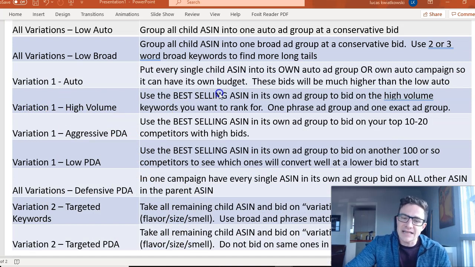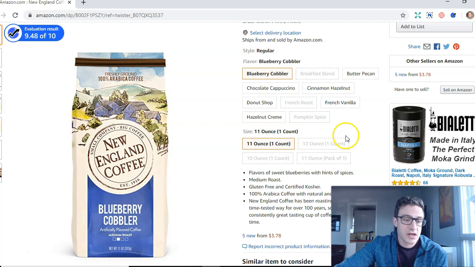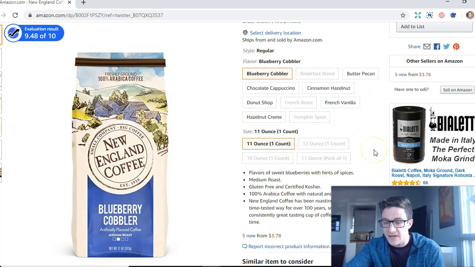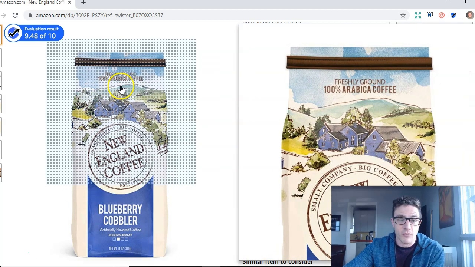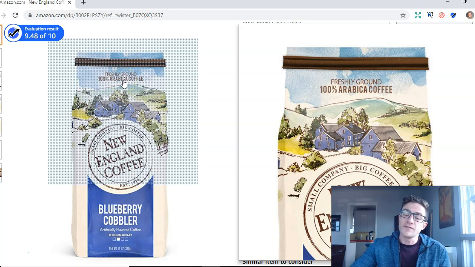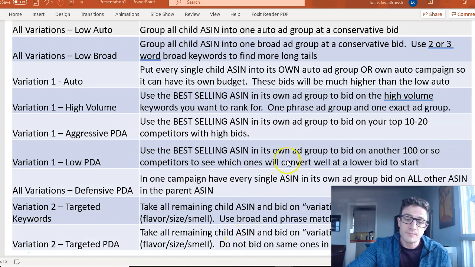Use the best selling ASIN in its own ad group to bid on the high volume keywords you want to rank for. This is where I get away from broad. So I would go one phrase ad group, one exact ad group with your top keywords. Ground coffee, ground coffee 10 ounce, morning coffee, just coffee is probably a keyword you want to rank for. 100% Arabica coffee, freshly ground coffee. All of the generic ones that aren't going to necessarily hit on your flavors. Sticking with this for now, and then we'll get to the flavors.